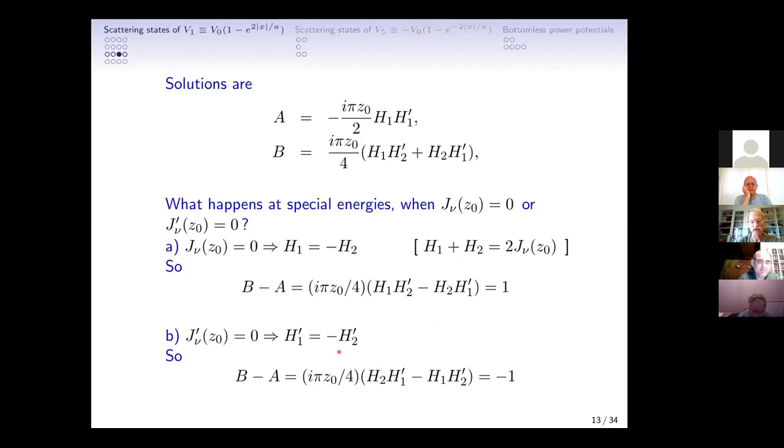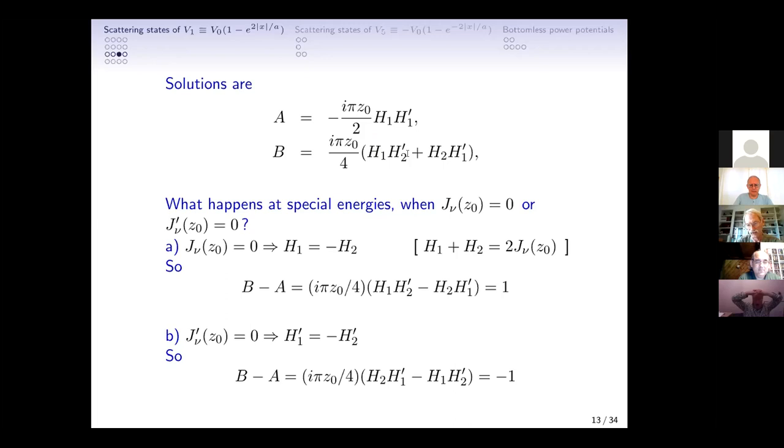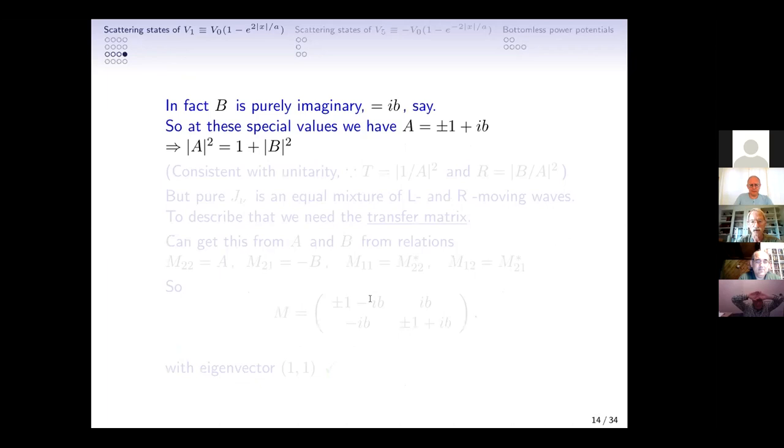For the states when J nu prime is equal to zero, it's very similar, except that it comes out B minus A is equal to minus one. Now, if you look at the expression for B, this is a real quantity, because H2 is equal to H1 star. So B is actually pure imaginary. So at those special values, we have A is equal to plus or minus one plus iB. And of course, you can check that mod A squared is equal to one plus mod B squared. That's consistent with unitarity, because the transmission coefficient is mod A squared, and the reflection coefficient is mod B over A squared.